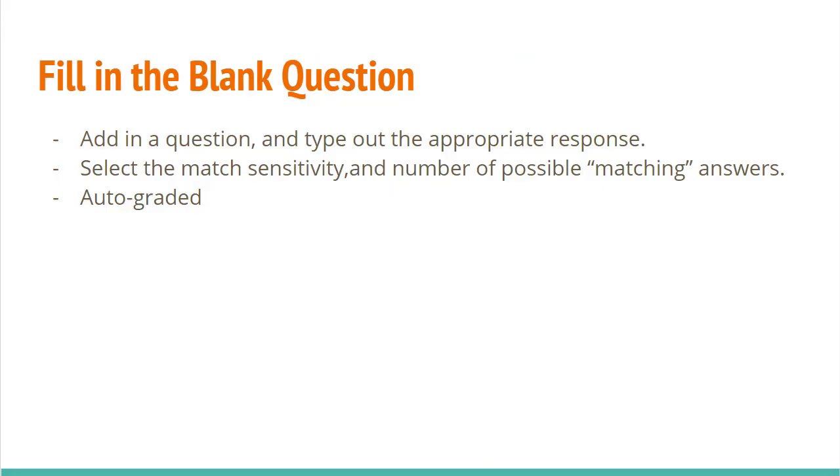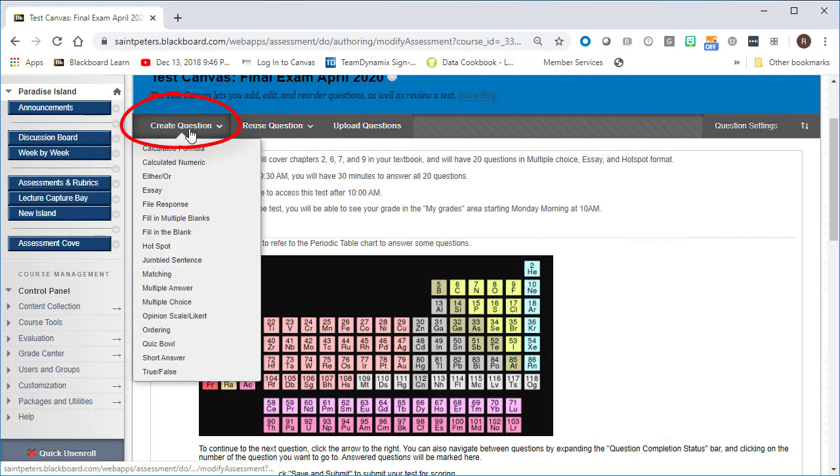Let's talk about fill-in-the-blank type questions. These are questions in which you type out your question, and then you type out the appropriate response to those questions. For example, if you wanted students to fill in a blank, this is the type of question that you would pick. In this type of question, you select the match sensitivity and the number of possible matching answers. This is also automatically graded. Let's check this out and see how it looks. Fill in the blank type question.